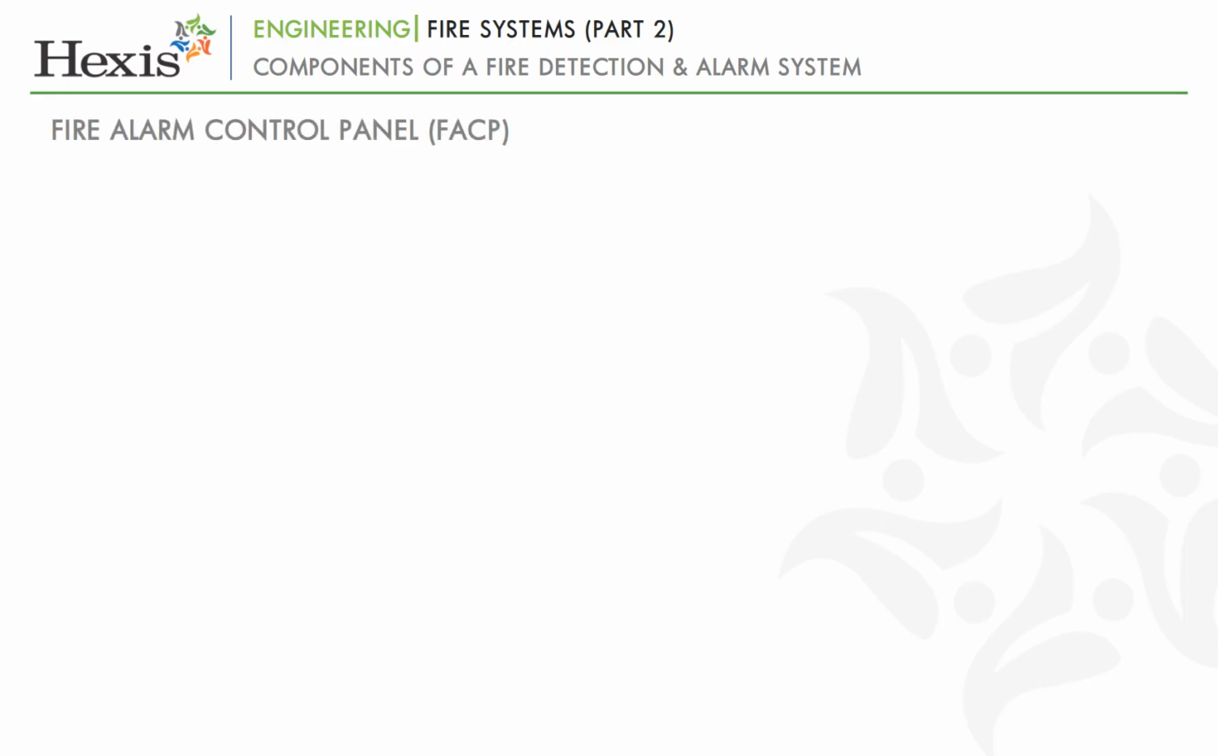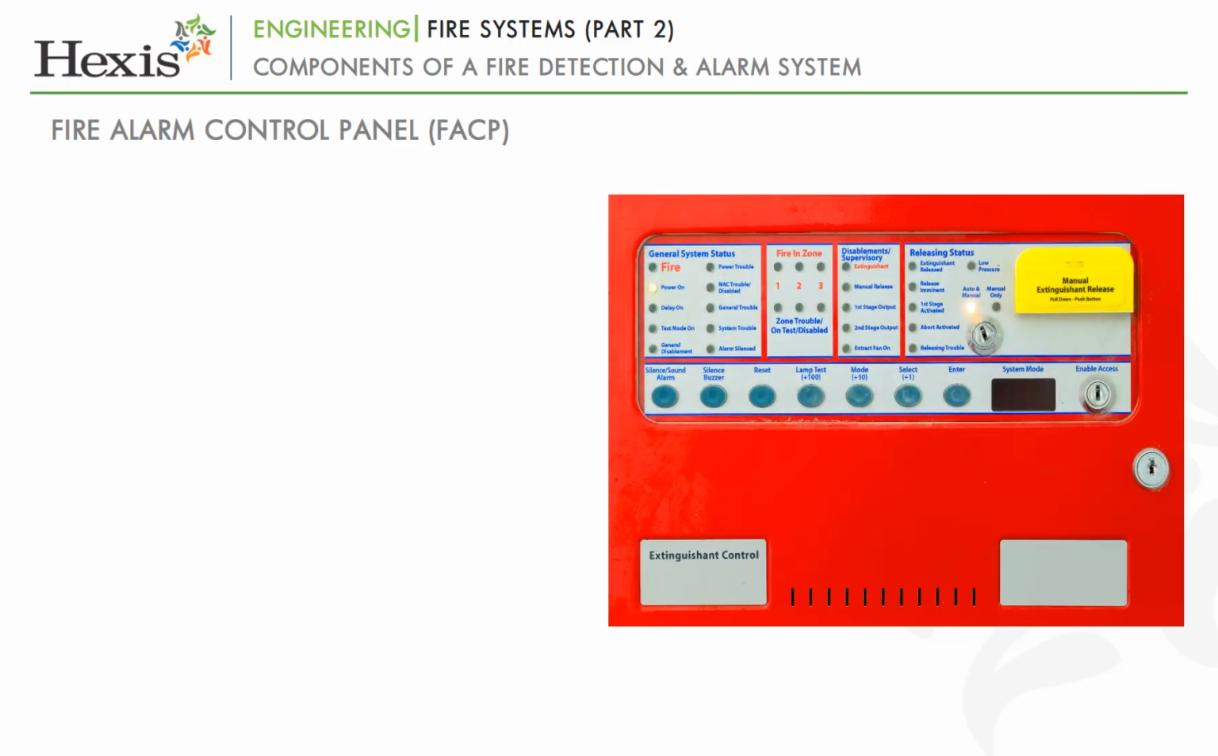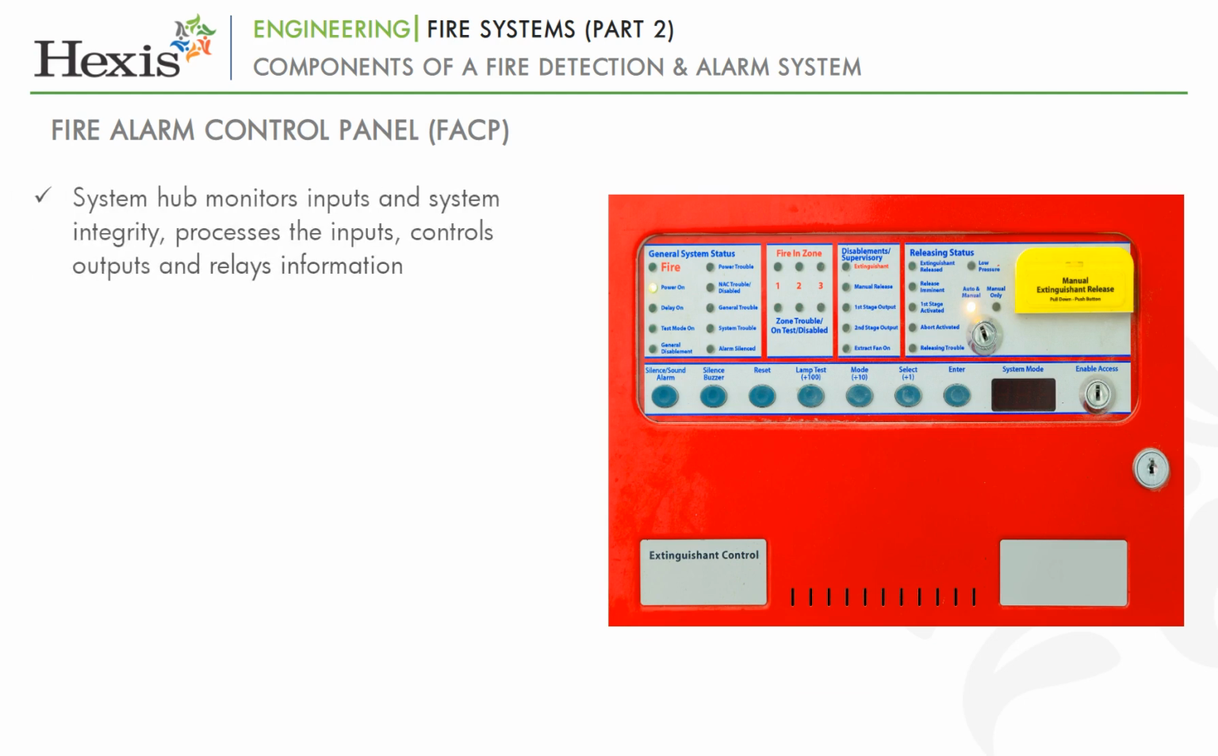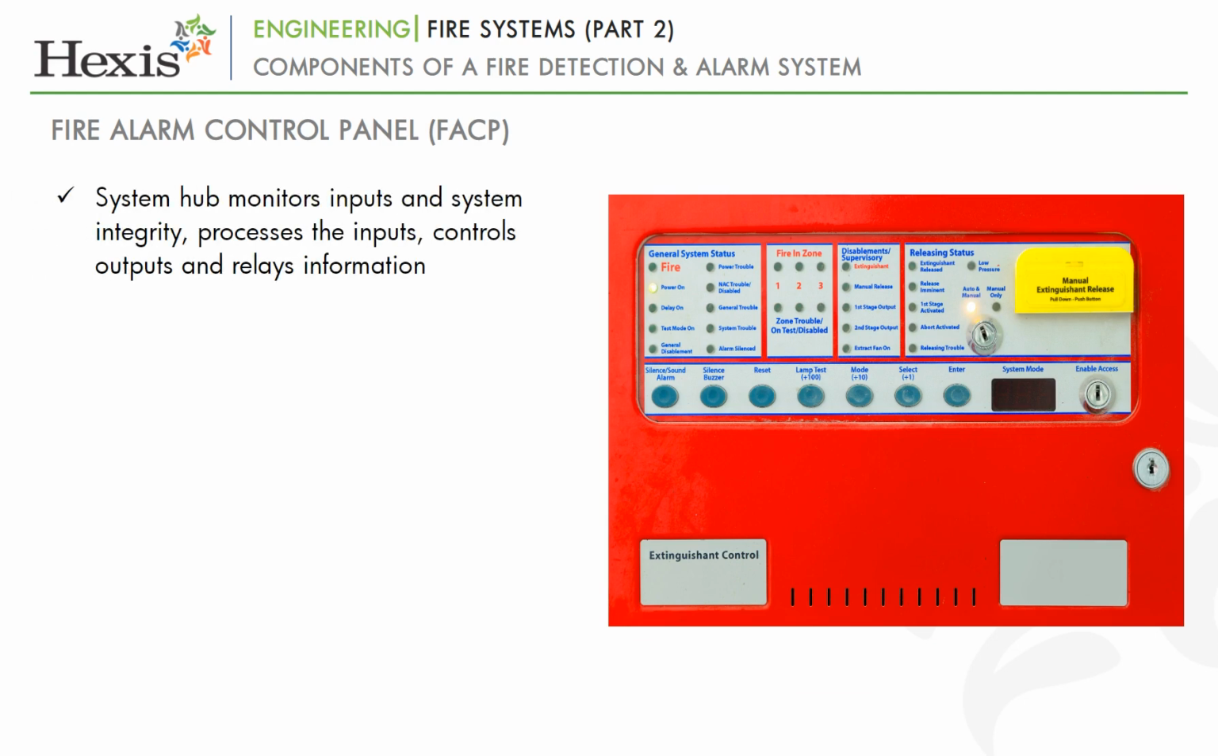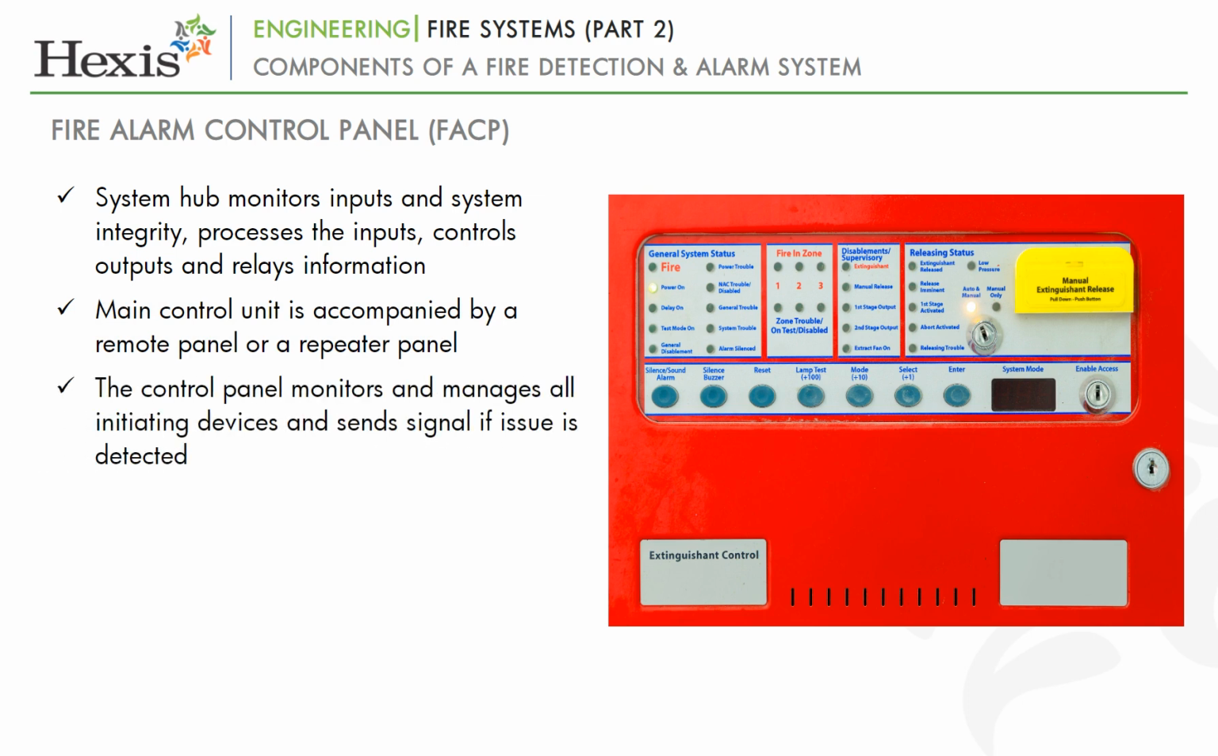The next component is the Fire Alarm Control Panel, FACP. The system hub monitors inputs and system integrity, processes the inputs, controls outputs, and relays information. This main control panel may be accompanied by a remote panel or a repeater panel in larger facilities. The fire alarm control panel is the central brain which monitors and manages all the initiating devices and sends signals to indicating devices if an issue is detected.